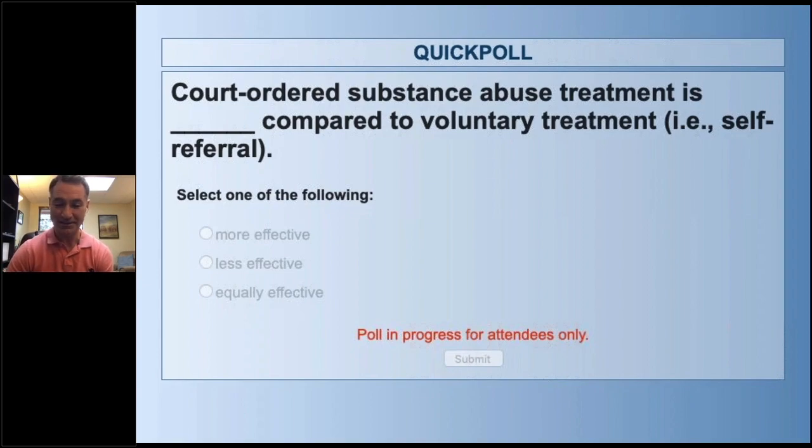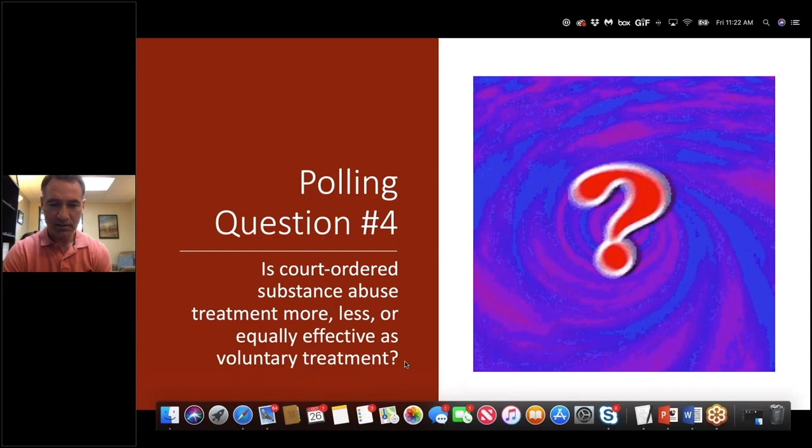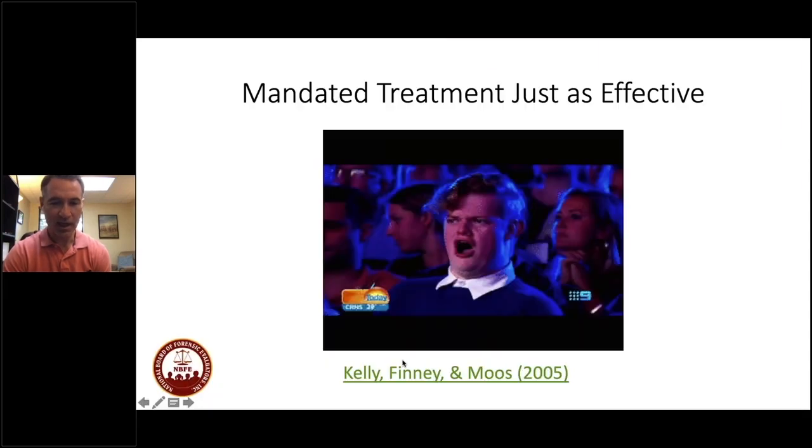All right, so 89% of you have chimed in. We'll go ahead and close this polling question out and launch our results. 64% of you said, we think it's less effective than voluntary treatment. 33% said equally effective, and 3% said more effective. All right, well, let's see what we have on our slide here.